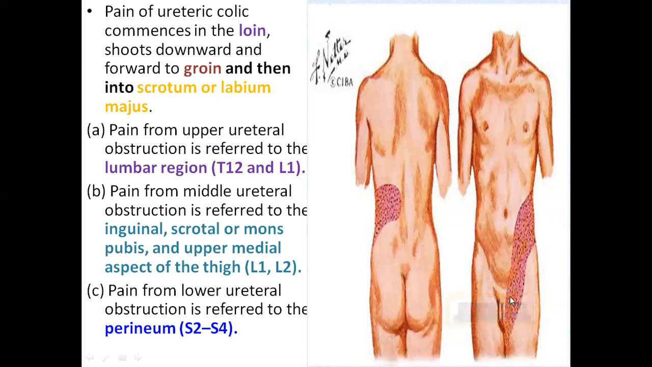So pain from upper ureteric obstruction is referred to the lumbar region. Pain from middle ureteral obstruction is referred to the inguinal region, scrotum or mons pubis, and the upper medial aspect of the thigh. Pain from lower ureteral obstruction is referred to the perineum.